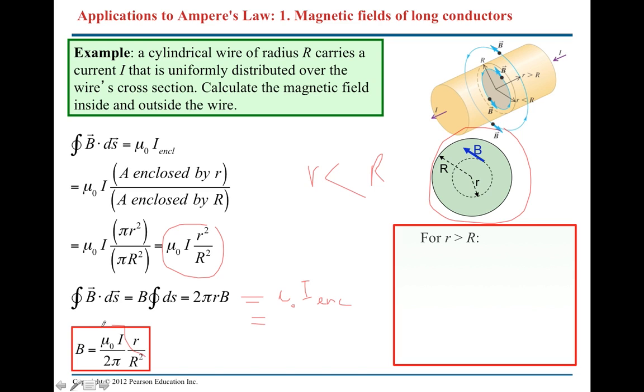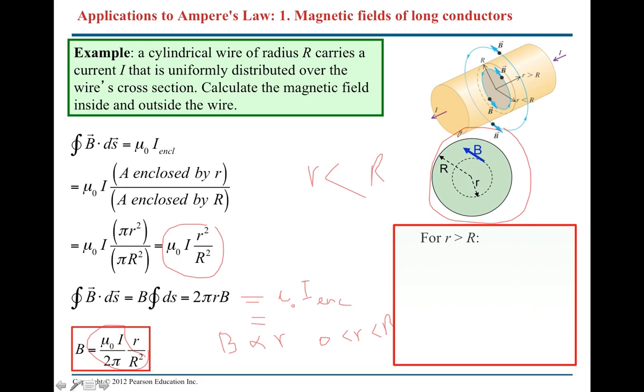Remember, this is all constant. Mu naught is constant, I is constant, 2 pi is constant, big R squared is constant. So B is proportional to r, and r goes from 0 to big R. So r goes from 0 less than small r less than big R. That's what the formula looks like.